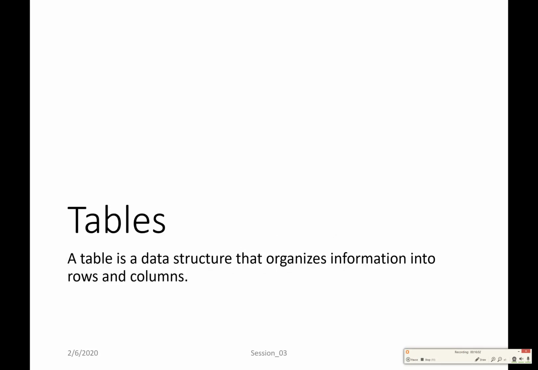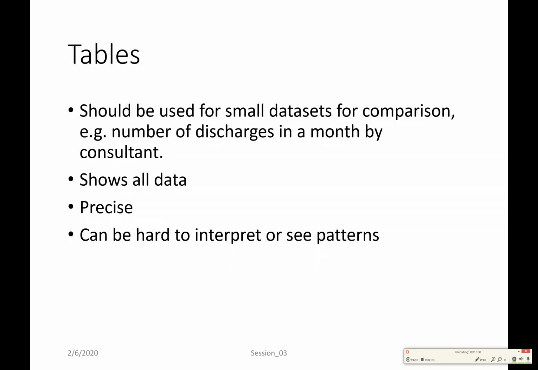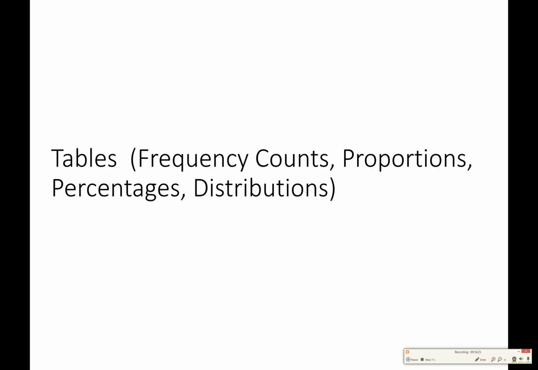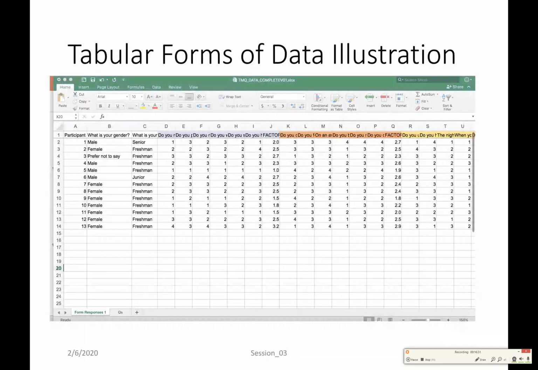All right, the next one is tables. A table is a data structure that organizes information into rows and columns. The key benefit is that it should be used for small data sets for comparison. For example, the number of discharges in a month by a consultant shows all data. It's much more precise but can be hard to interpret or to see patterns. So here we go: tables and frequency counts, proportions, percentages, and distributions.